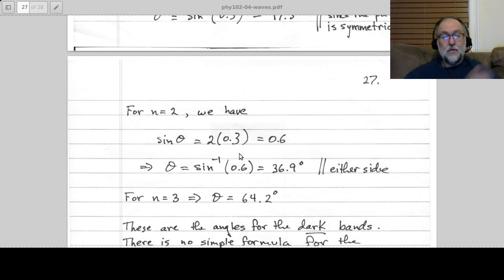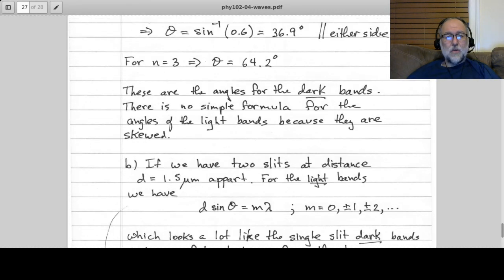There's just so many that you can get, okay? Because you can't go past 90 degrees, obviously. Okay, so there you go. There's the last one. It's at 64.2. Okay, and there is no fourth one.